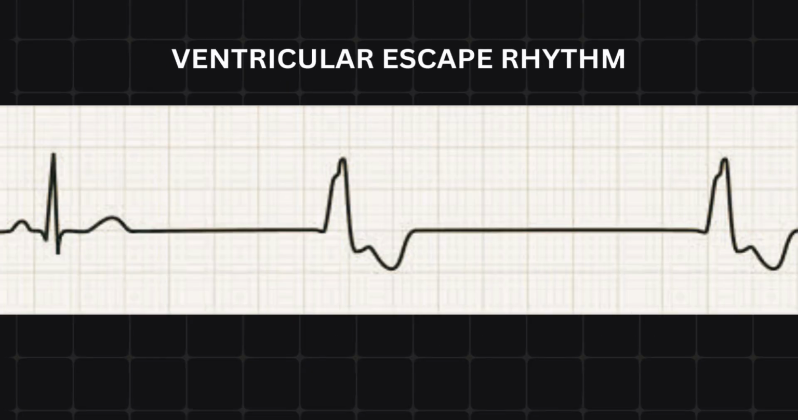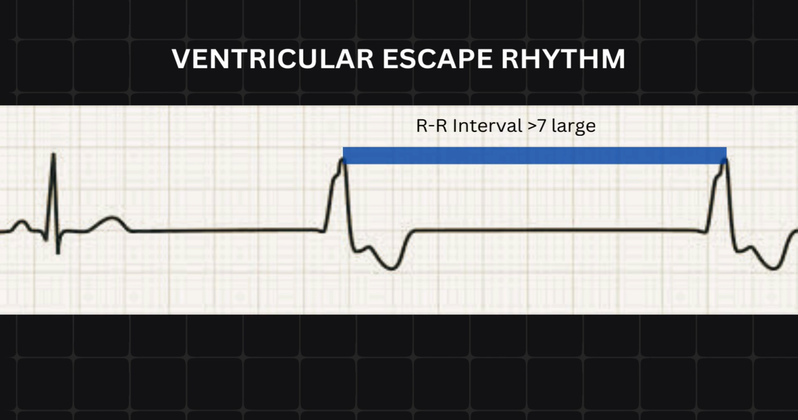While in ventricular escape rhythm, there will be a ventricular rhythm with a rate of 20 to 40 bpm. QRS complexes are broad, greater than or equal to 120 milliseconds, and may have a LBBB or RBBB morphology. This is also known as idioventricular escape rhythm.